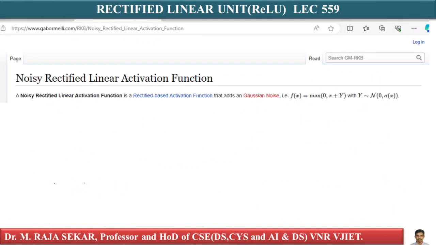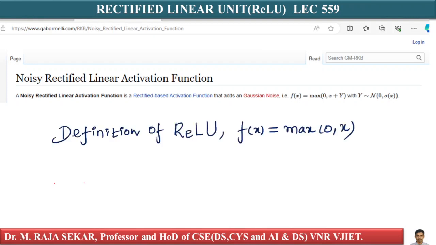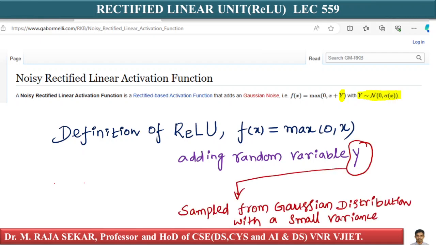Noisy ReLU is a simple idea. The definition of ReLU is f of x equal to max of 0 comma x. Here they want to make it slightly randomized, so they are adding a random variable capital Y, which is sampled from a Gaussian distribution with small variance.